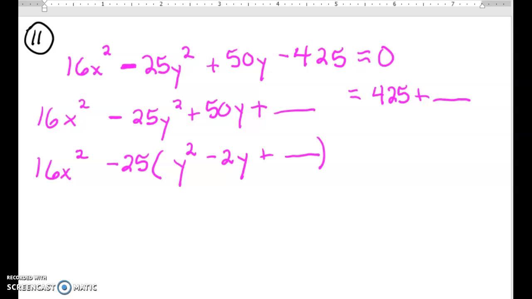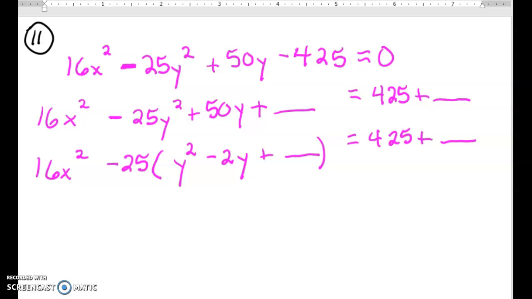Now you can always distribute. Negative 25 times y squared is negative 25y squared. Negative 25 times negative 2y is positive 50y. So we've got to make sure that that's correct, or we're headed in the wrong direction. Equals 425 plus a blank.